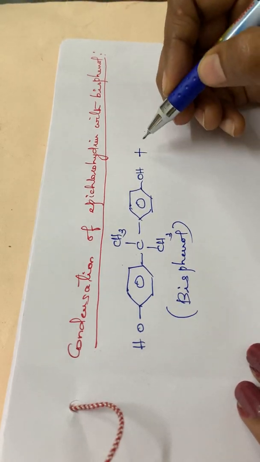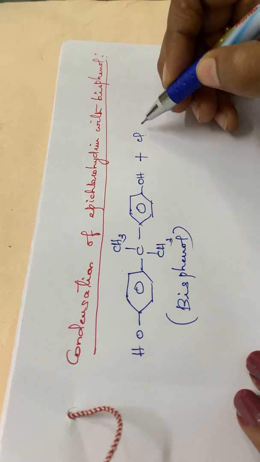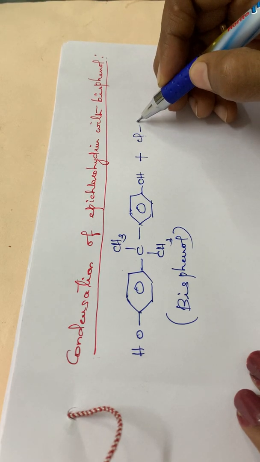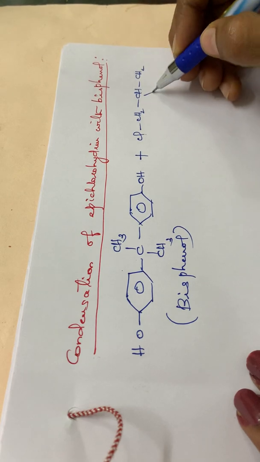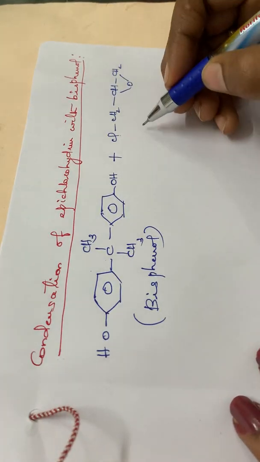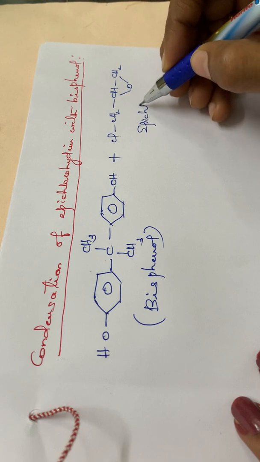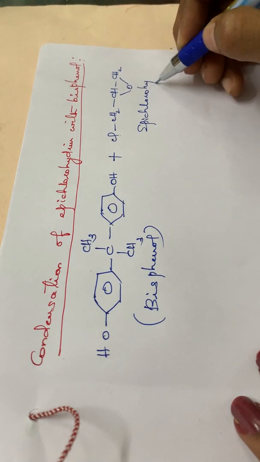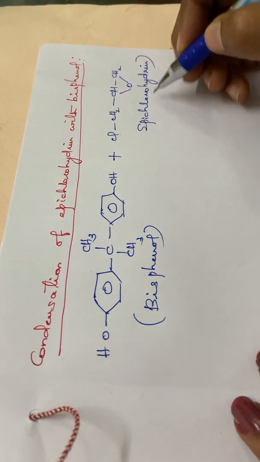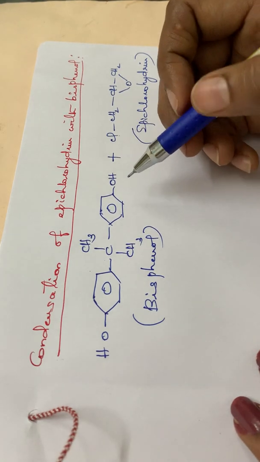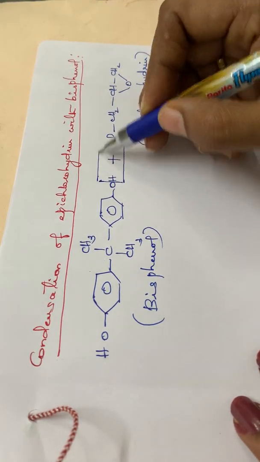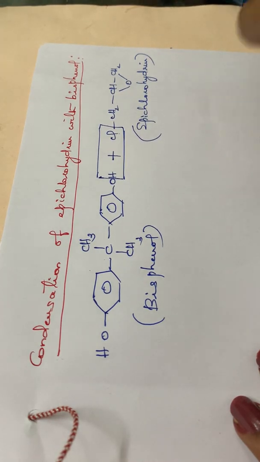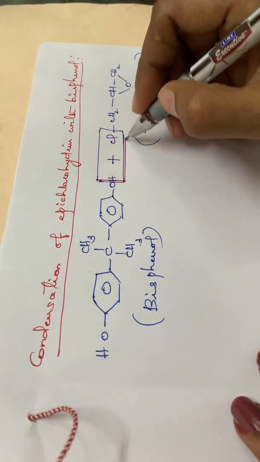Bisphenol plus epichlorohydrin, Cl-CH2-CH-CH2-O. I am writing it like this. So this is epichlorohydrin. Here elimination takes place from this OH group, that is hydrogen, and chlorine will be eliminated like this. HCl will be eliminated.